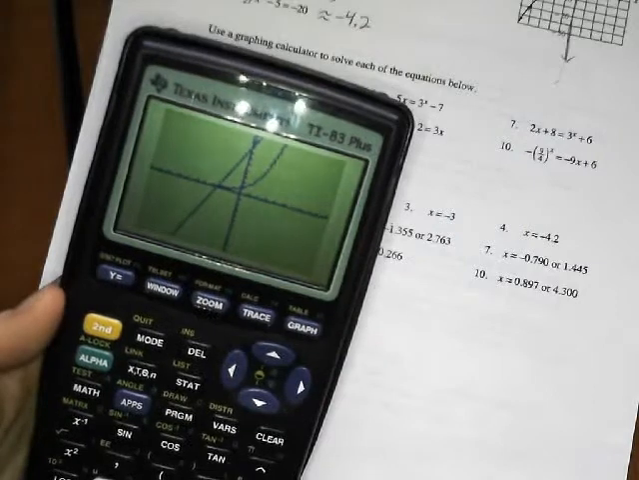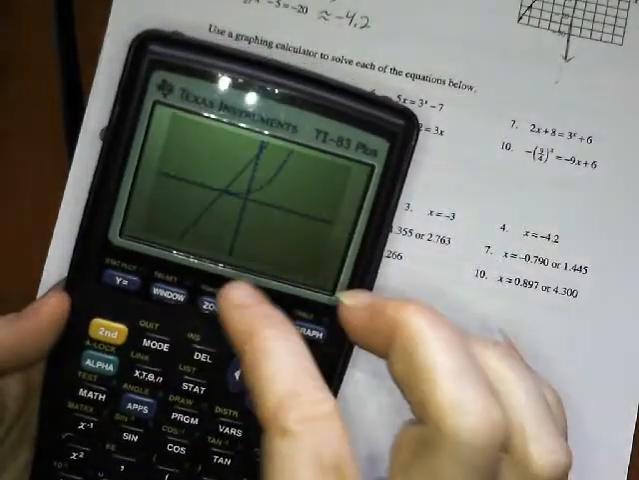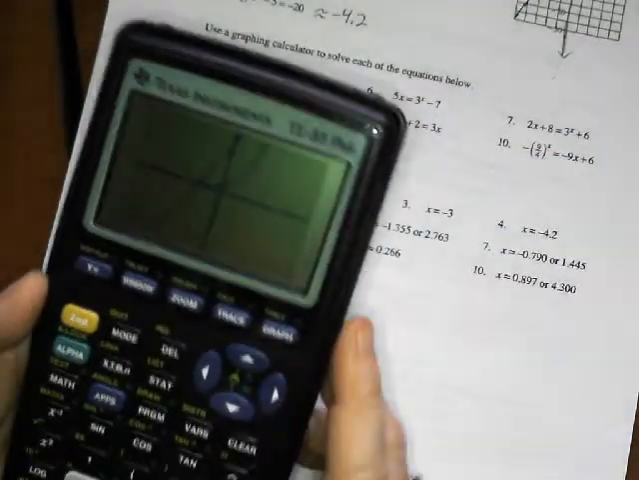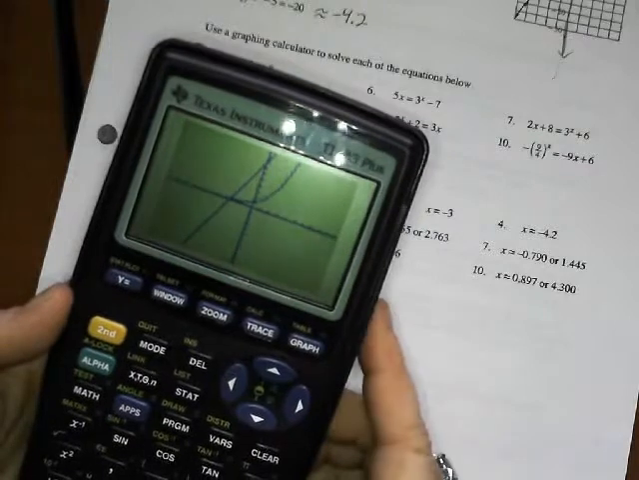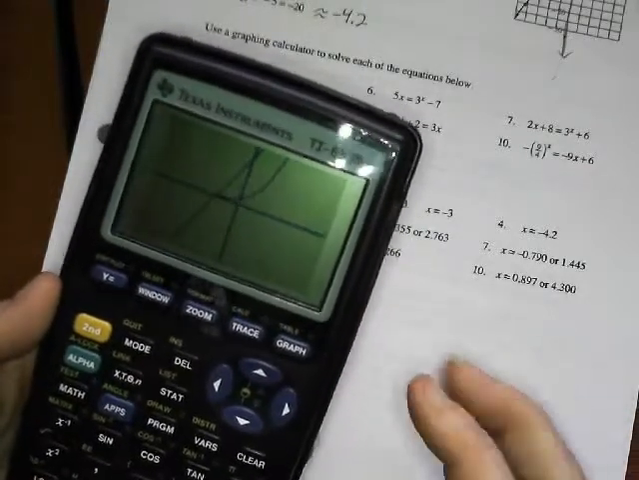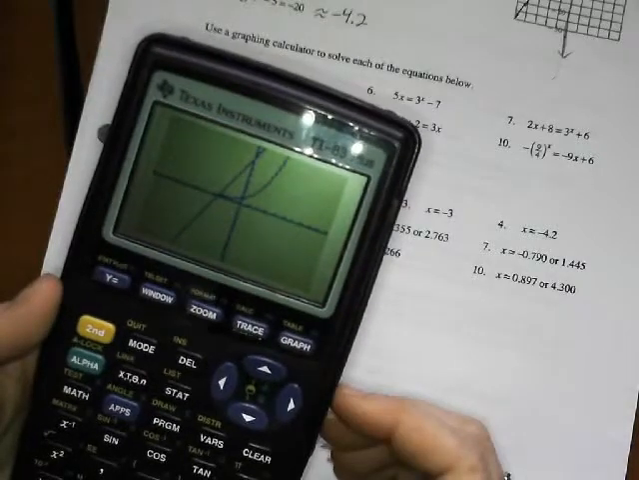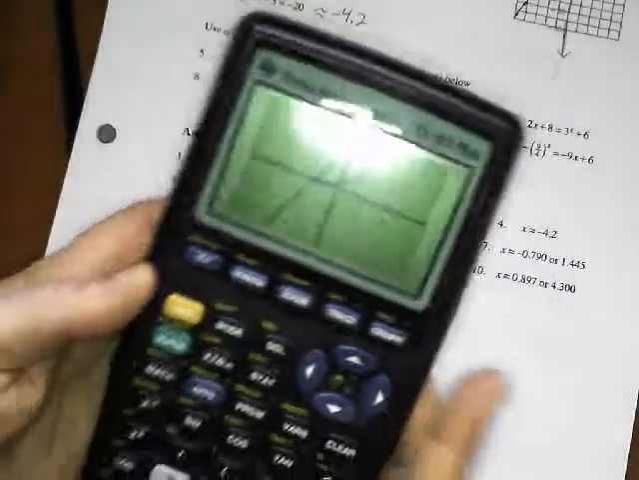So there's actually a way that you can find out the exact intersection. And how did I find out how to do that? I just went on YouTube, like I always do, and I typed in, how do I find the intersection of 2 graphs on a TI-83? And the lady on the video was so nice, and she showed me.